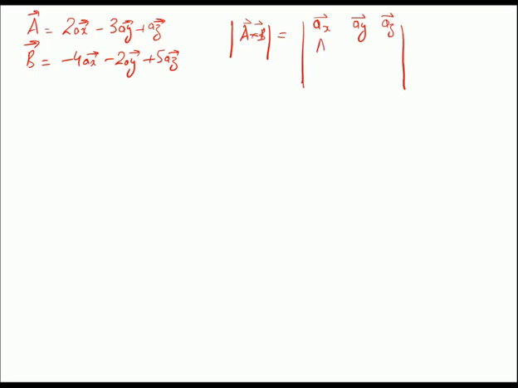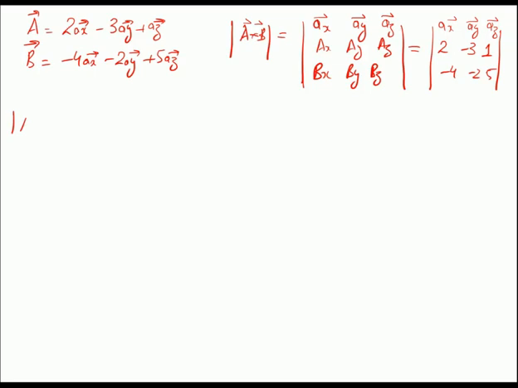So we will write ax, ay, az, and then we will take bx, by and bz. This means our matrix will be ax, ay, az, and the values will be 2, minus 3, 1, minus 4, minus 2 and 5. So this is how we formulate the matrix. Then we are going to solve for a cross b such that first we consider unit vector ax and then we write its respective values.